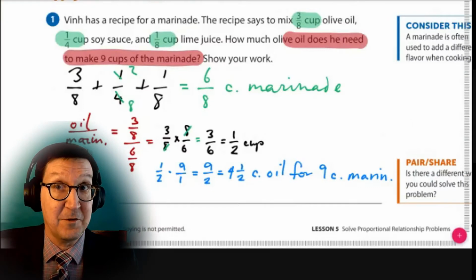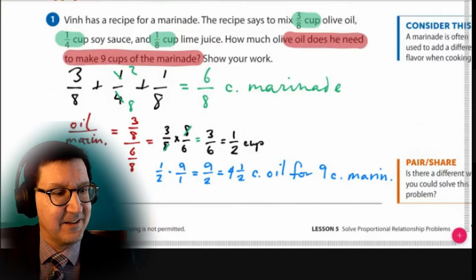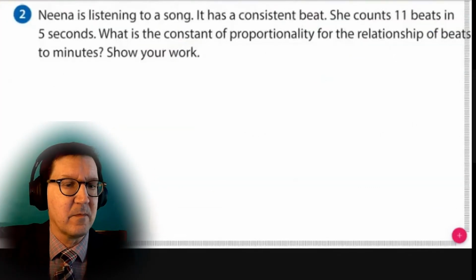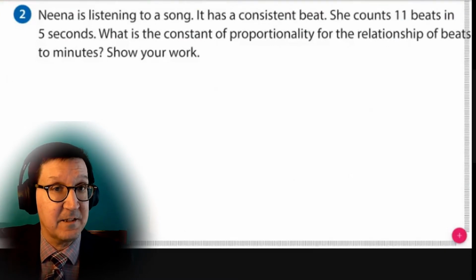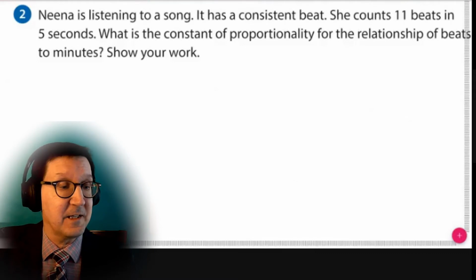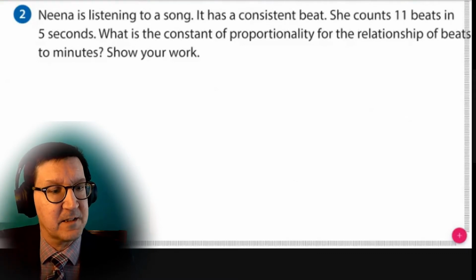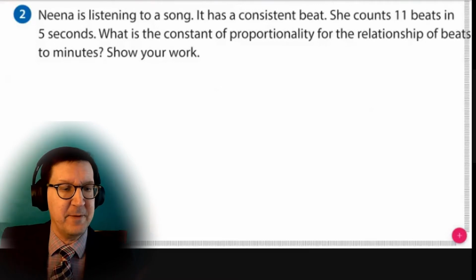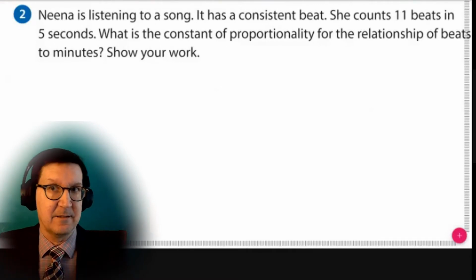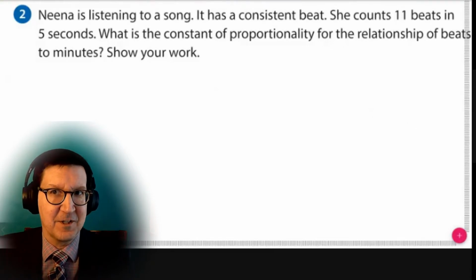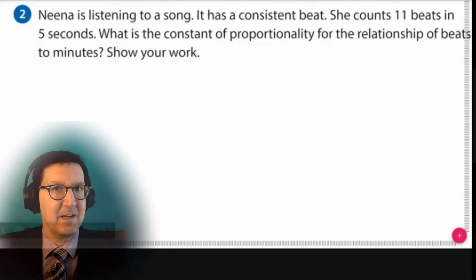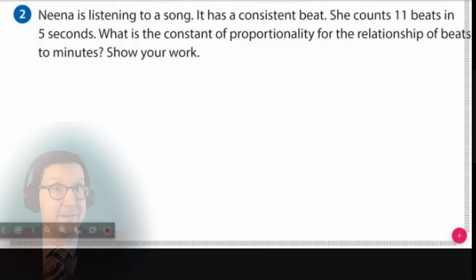So these are getting more difficult, aren't they? Let's look at number 2. Nina is listening to a song. It has a consistent beat. She counts 11 beats in 5 seconds. What's the constant of proportionality for the relationship of beats to minutes? Let's show your work. Give this one a shot, and I'll come back in a few minutes and see how you did.